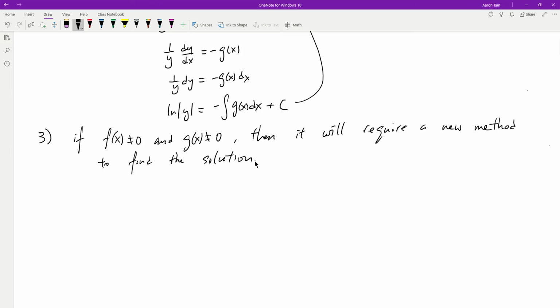So what is this new method that we're going to be doing? Well, this new method is called the exponential integrating factor, or exponential multiplier method.